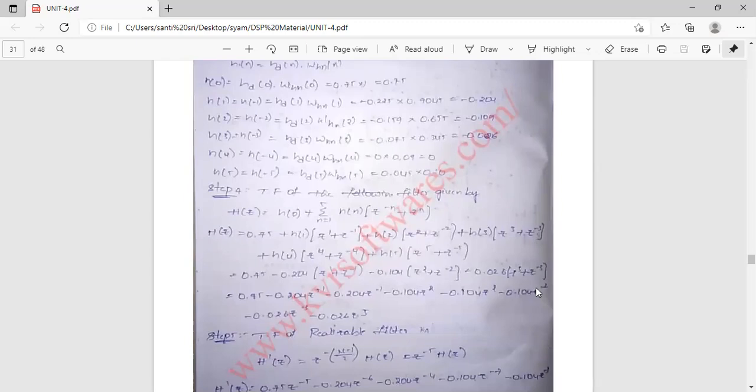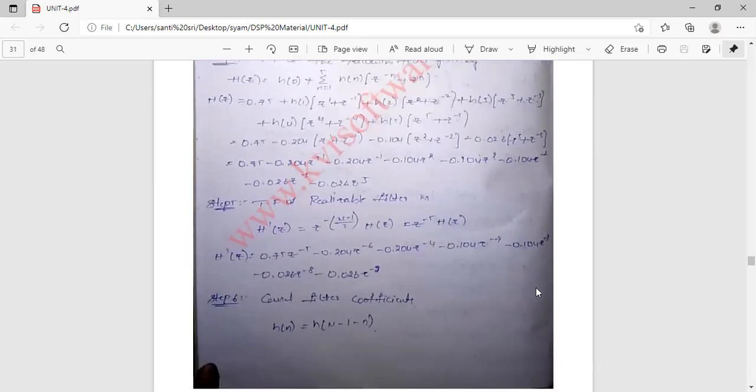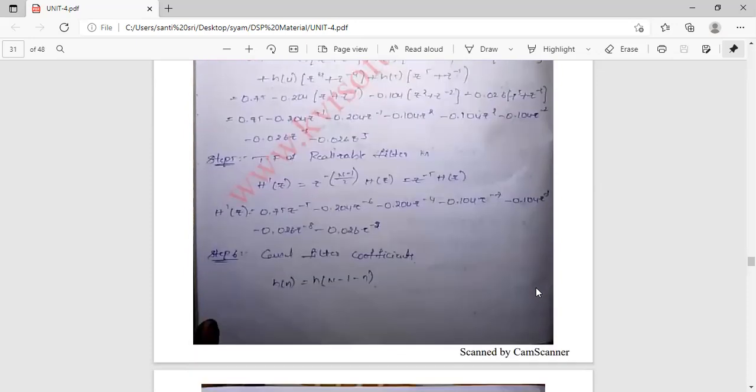Next, step 5 is the transfer function of the realizable filter, that is H dash of z, equal to z power minus (N minus 1) by 2 into H of z, that is z power minus 5 into H of z. So we will get H dash of z. That is the realizable filter. Then the causal filter condition is H of n equal to H of N minus 1 minus n.